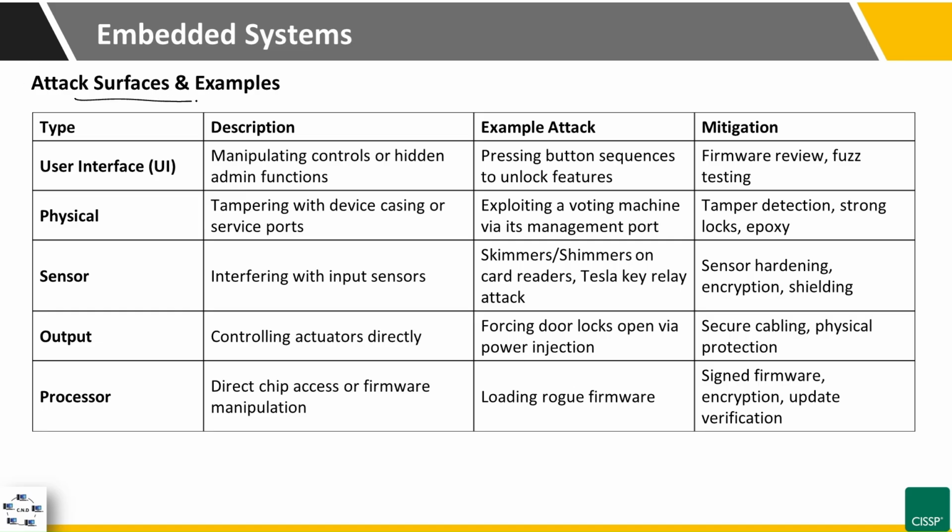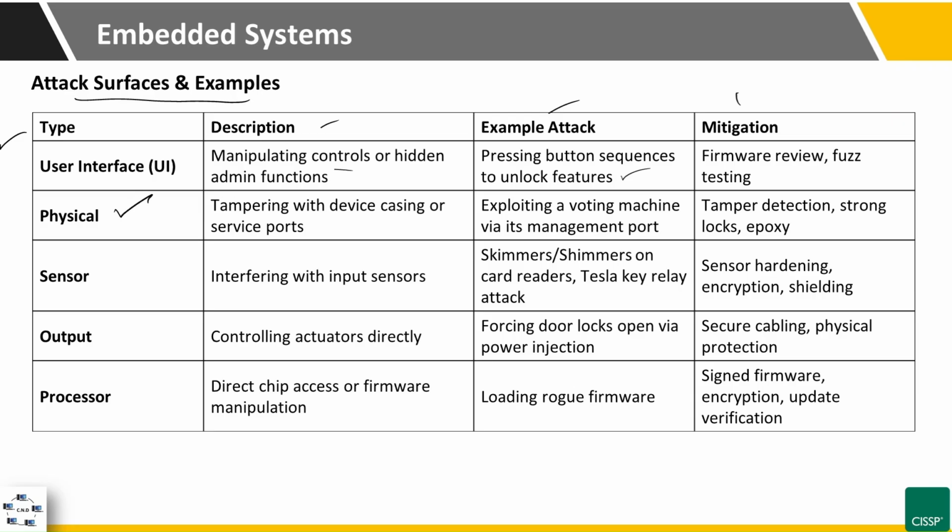So some attack surfaces and examples in embedded systems. So these are the types, then the description, example of the attack, and how to mitigate them. So attacks related to the user interface is manipulating the controls or hidden administrative functions. An example attack on user interface could be pressing button sequences to unlock specific features. And mitigation includes firmware review and fuzz testing.